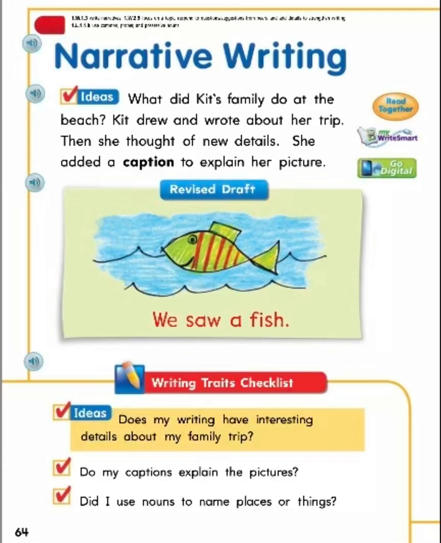Narrative writing ideas. What did Kit's family do at the beach? Kit drew and wrote about her trip. Then she thought of new details. She added a caption to explain her picture. Revised draft. We saw a fish. Writing traits checklist. Does my writing have interesting details about my family trip? Do my captions explain the pictures? Did I use nouns to name places or things?